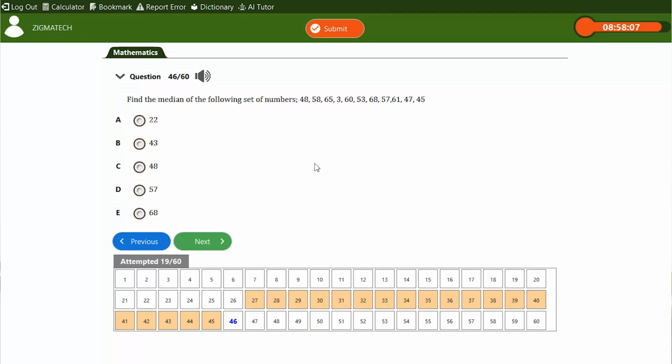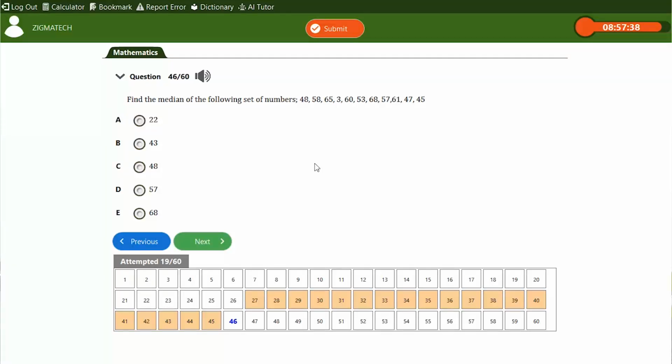They say we should find the median. Remember, the median is the middle number, right? The middle number of a data set, of a set of values. But then for you to find that middle number, you must arrange the data or the values in order of magnitude, either ascending order or in a descending order, right?